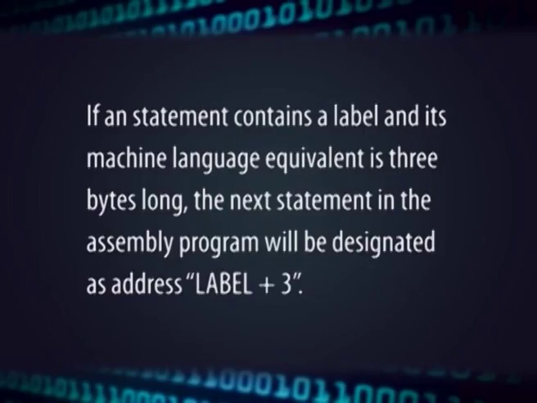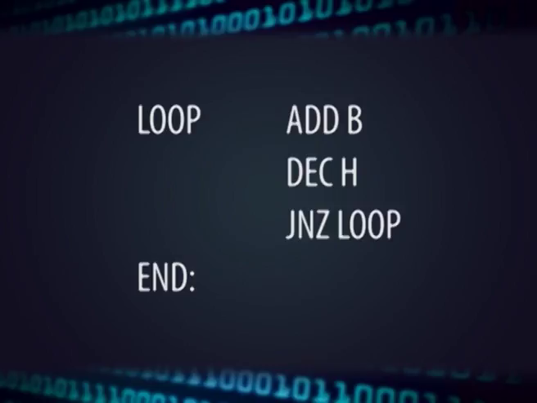For example, if a statement contains a label and its machine language equivalent is 3 bytes long, the next statement in the assembly program will be designated as having the address label plus 3. In the example of the assembly code, the instruction ADD B is 1 byte long. Therefore, the instruction DCR H, which is the next instruction, is at address LOOP plus 1. The instruction DCR H, decrement H, is again 1 byte long. If more than one memory word is generated for a statement, the label would be associated with the first of these memory words.